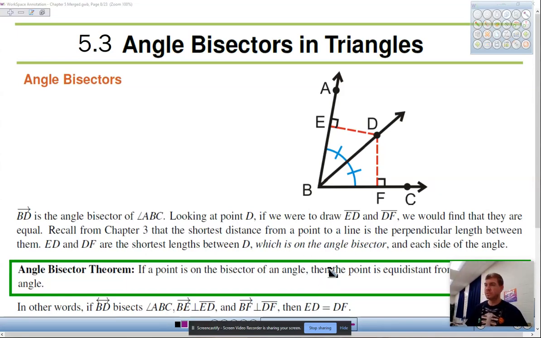In this video, we're going to be discussing angle bisectors in triangles. Ray BD is the angle bisector of angle ABC. Looking at point D, if we were to draw line segments ED and DF, we would find that they are equal in length.